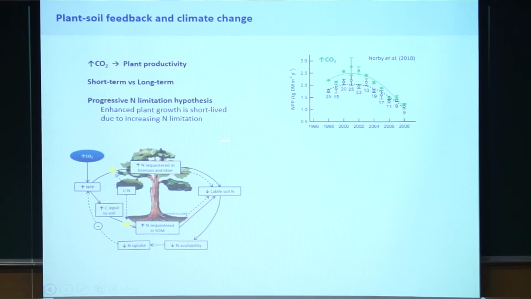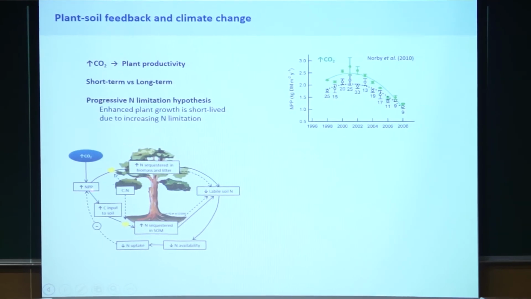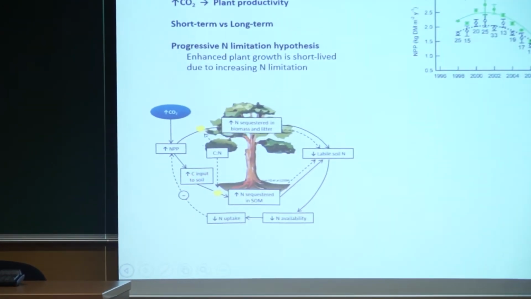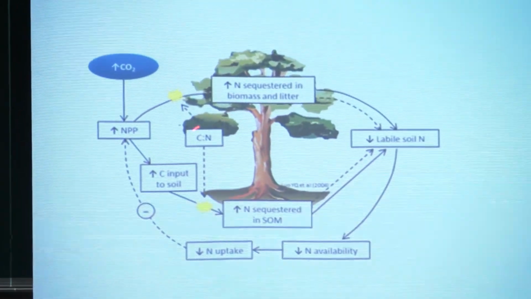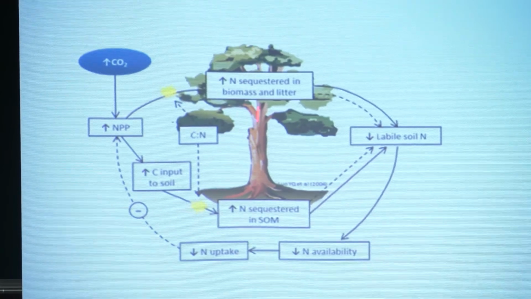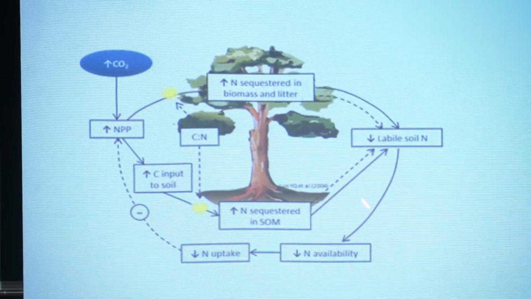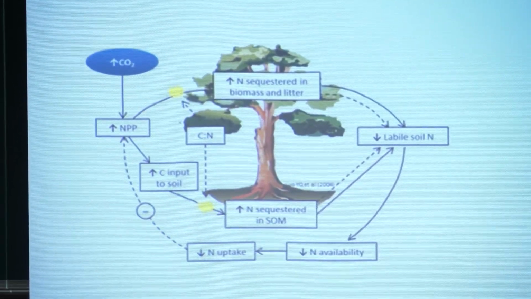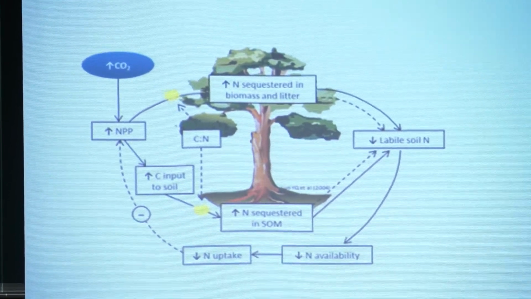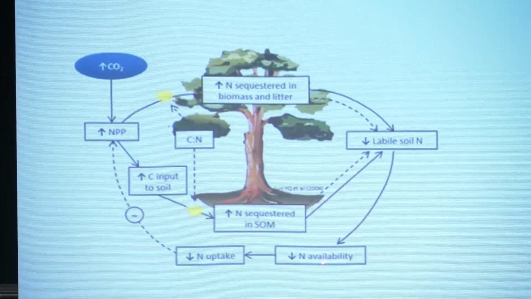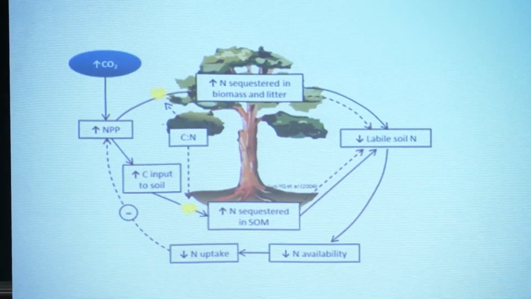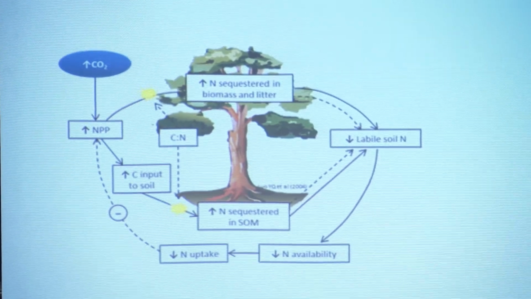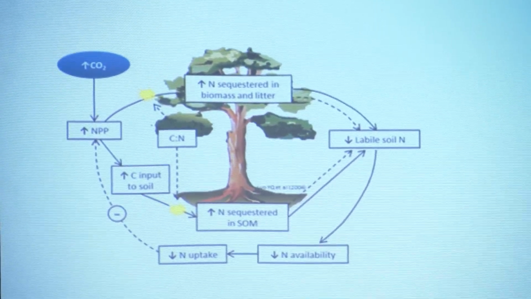Well, part of it happens because if we look at the cycle here, we can see that elevated CO2 increases net primary productivity. That increase in NPP generates an increase in carbon input to the soil, which changes the carbon-nitrogen ratio. Also, nitrogen is sequestered in the biomass and in the litter. In turn, that means more nitrogen is sequestered in the soil organic matter, which then, due to competition between the microbial system and the plant, you get reductions in nitrogen availability and reductions in nitrogen uptake and labile soil nitrogen. So this is how that operates.